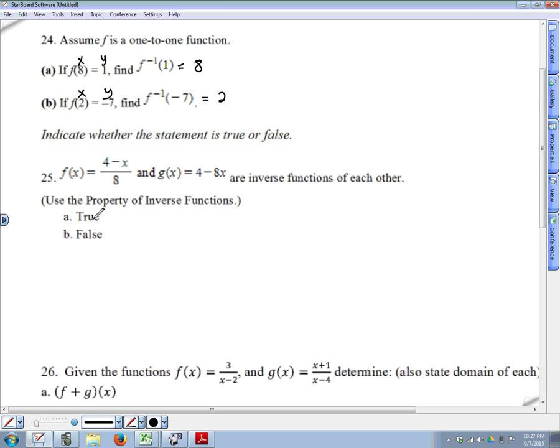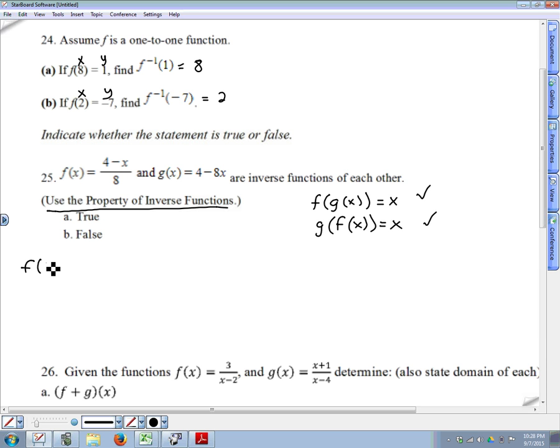So this is a true-false statement here, that this is the inverse of that, and it says to use the property of inverse functions. This is also from section 2.8. Given two functions f and g, they are inverses of each other if and only if f of g of x is equal to x, and if g of f of x is equal to x. Both of these must be shown to be true in order for these two functions to be inverses of each other.